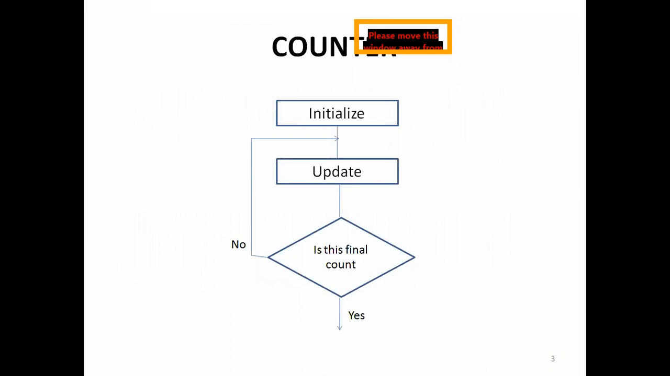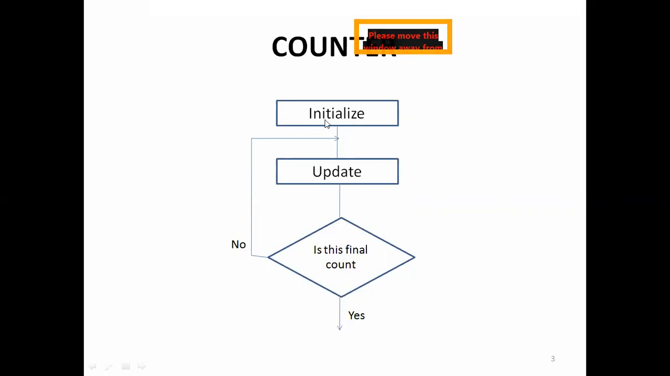So how will this counter be applied to implement the delay service? We know the property of the counter. We initialize the counter, we update the counter, and then we check whether this is the final count value. If it is not the final count value, we go back and update. This process goes on until the count becomes final, and when it becomes final, it comes out.